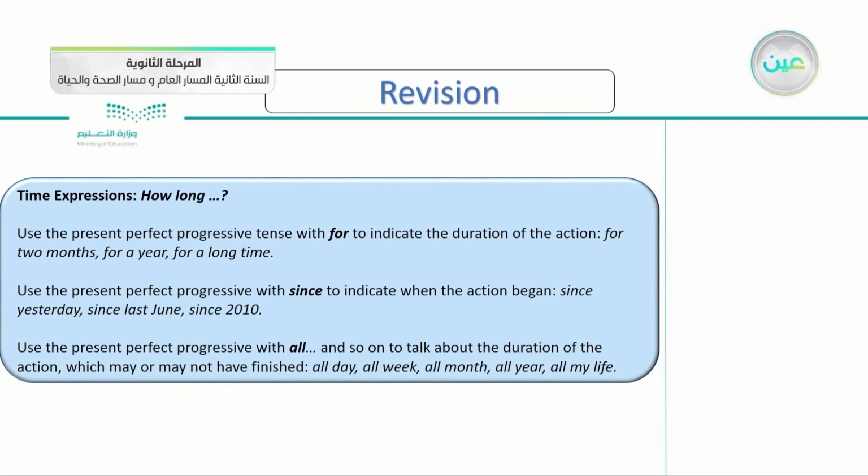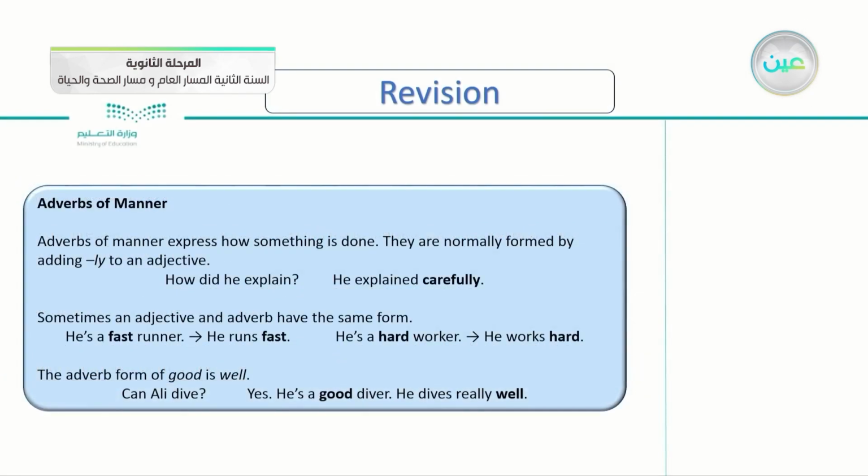Use the present perfect progressive tense with for to know the duration, for 2 months. And we use since to know the beginning, we pinpoint the beginning of the action. We use the present perfect progressive with all to talk about the duration of the action, which may or may not have finished. Also, we took the adverbs of manner to describe how something is done. They are normally formed by adding ly to the adjective.